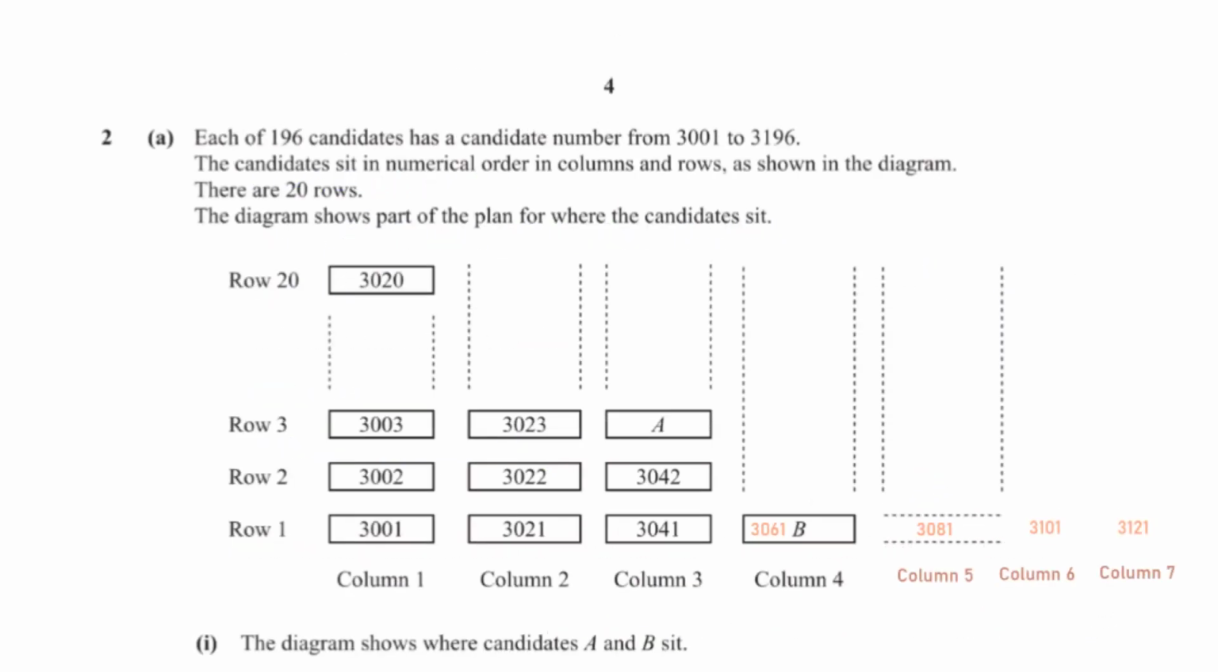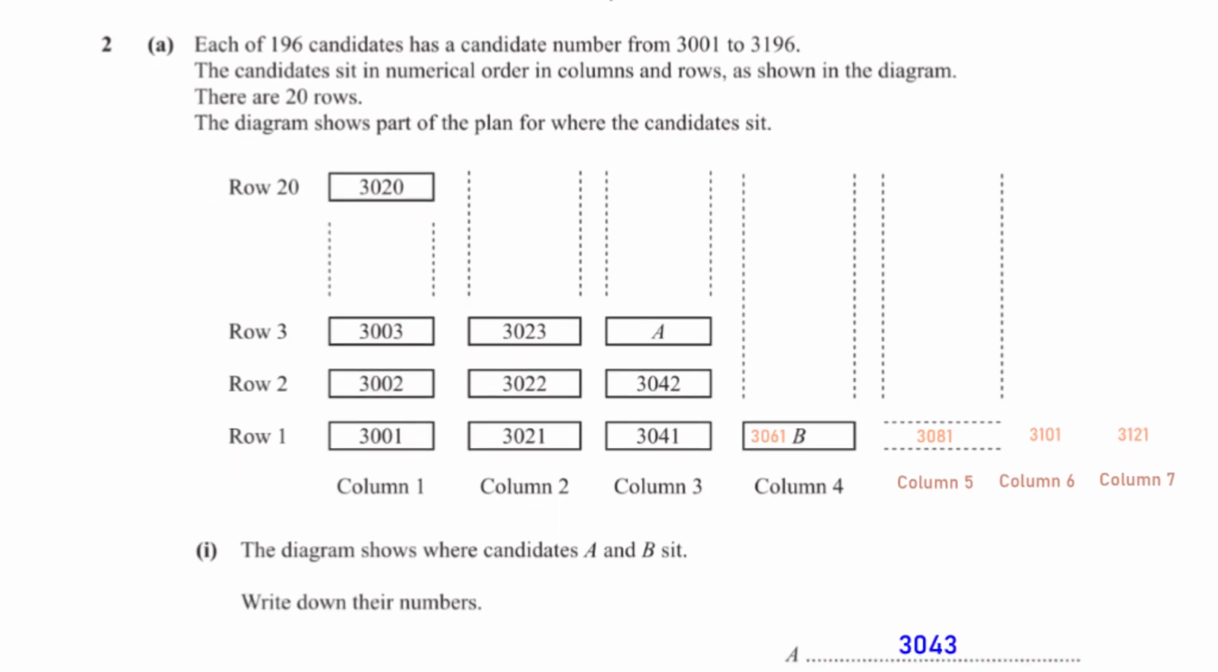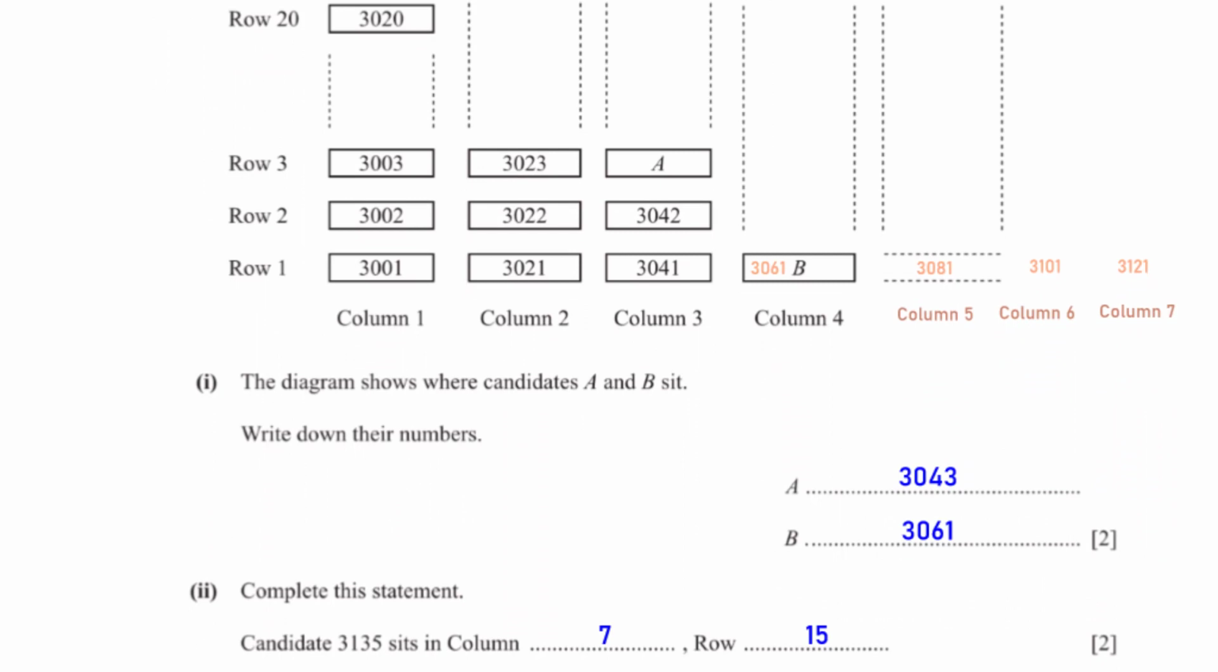Each of 196 candidates has a candidate number from 3001 to 3196. The candidates sit in numerical order in columns and rows as shown in the diagram. There are 20 rows. The diagram shows part of the plan for where the candidates sit. The diagram shows where candidates A and B sit.